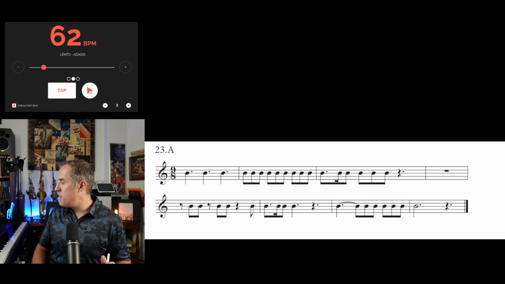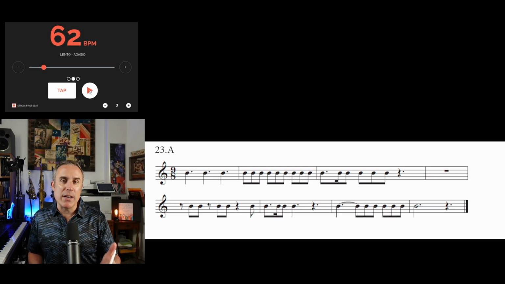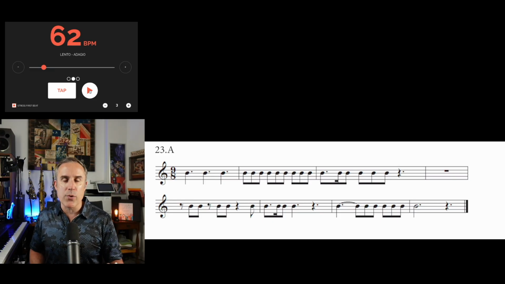All right, let's stop the metronome. You could hear that I held that dotted half note out all the way to beat 3. You can hear that metric accent happening on the downbeat of each measure.